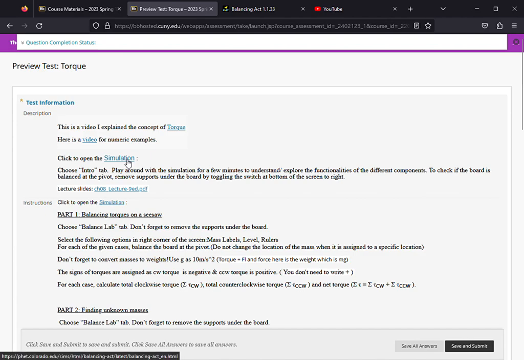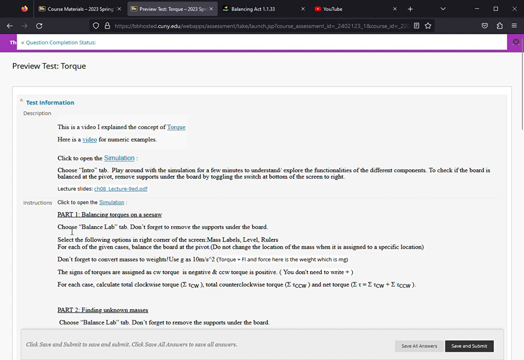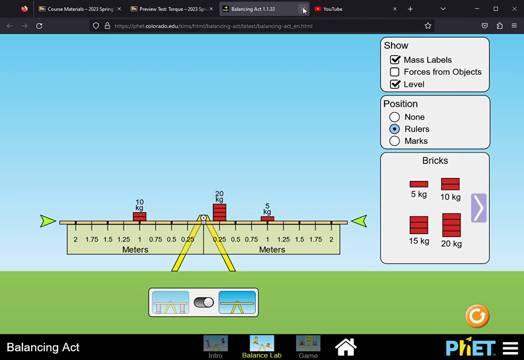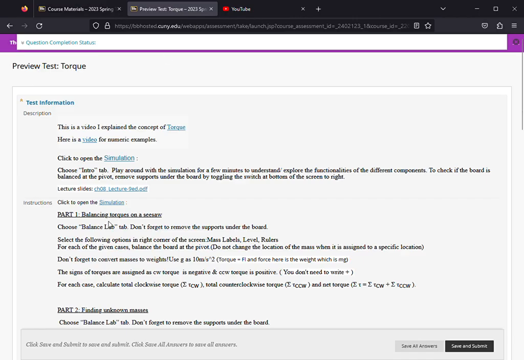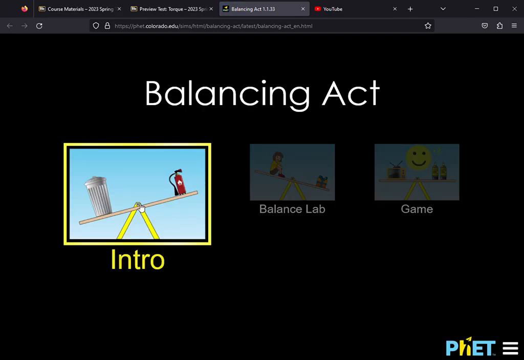So you just click on the simulation, and in the simulation you need to go to Balance Lab, as the instruction here tells you: choose Balance Lab. Don't forget to remove supports under the board. So let's actually go back and do that. If you click on the simulation, it will open in the Intro tab, which you can stay in and play with a little bit just to get a hang of it.